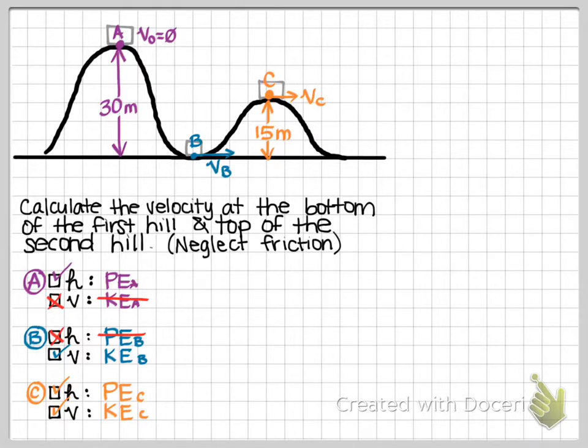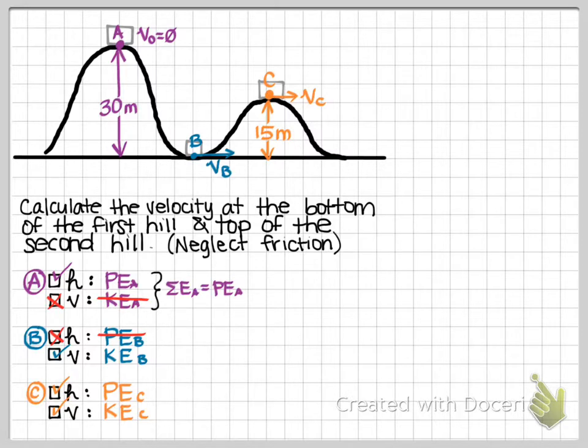So now we want to look at our total energy at each point. We know at A, if I add up all my energies, you've only got the potential energy, so my total energy is the potential energy at A. I can't add kinetic energy there because you don't have any.